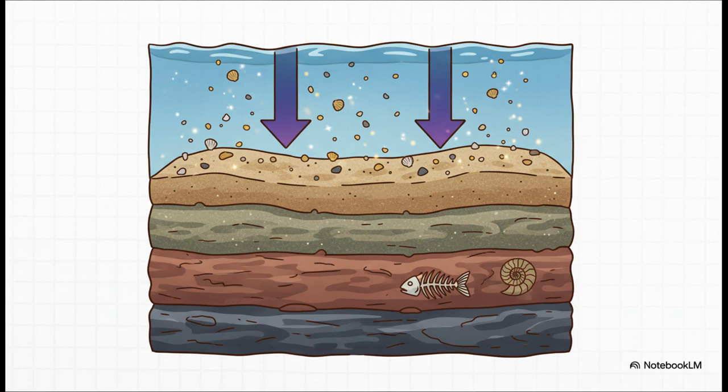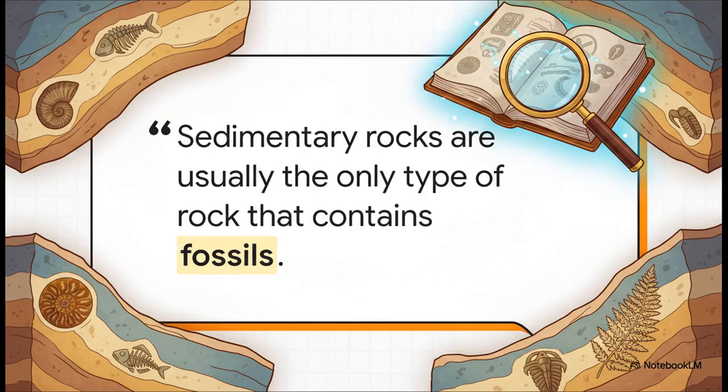First up, sedimentary rocks. Just imagine sand, shells, and tiny bits of other rocks all washing into a lake or an ocean. Over millions and millions of years, layer after layer builds up, and the incredible pressure from all that weight fuses it together into solid rock. And that's how you get a sedimentary rock. And this layering process is exactly why sedimentary rocks are so special. They can trap and preserve the remains of ancient plants and animals as fossils. They are basically history books written in stone, giving us a direct window into life millions of years ago.